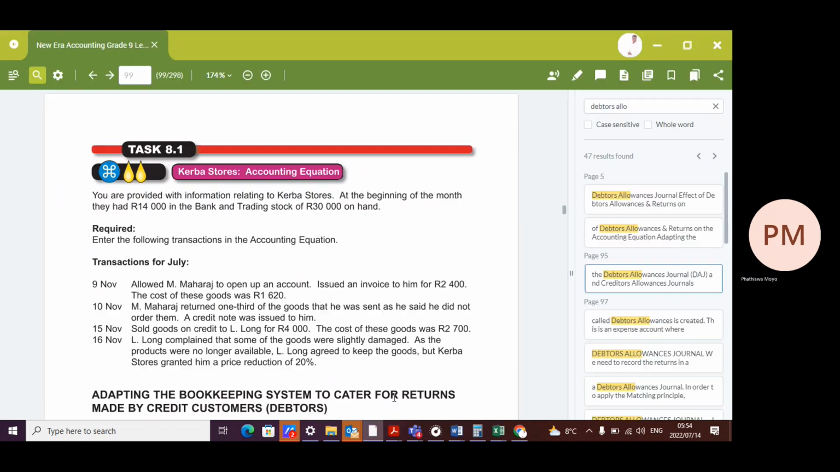So it goes on credit to L Long for 4,000. So that we will record, guys, in the debtors journal. And I've done that in the previous session. So this one says, Long complained that some of the goods were slightly damaged as the products were no longer available. Long agreed to keep the goods, but Kerber stores granted him a price reduction of 20%.